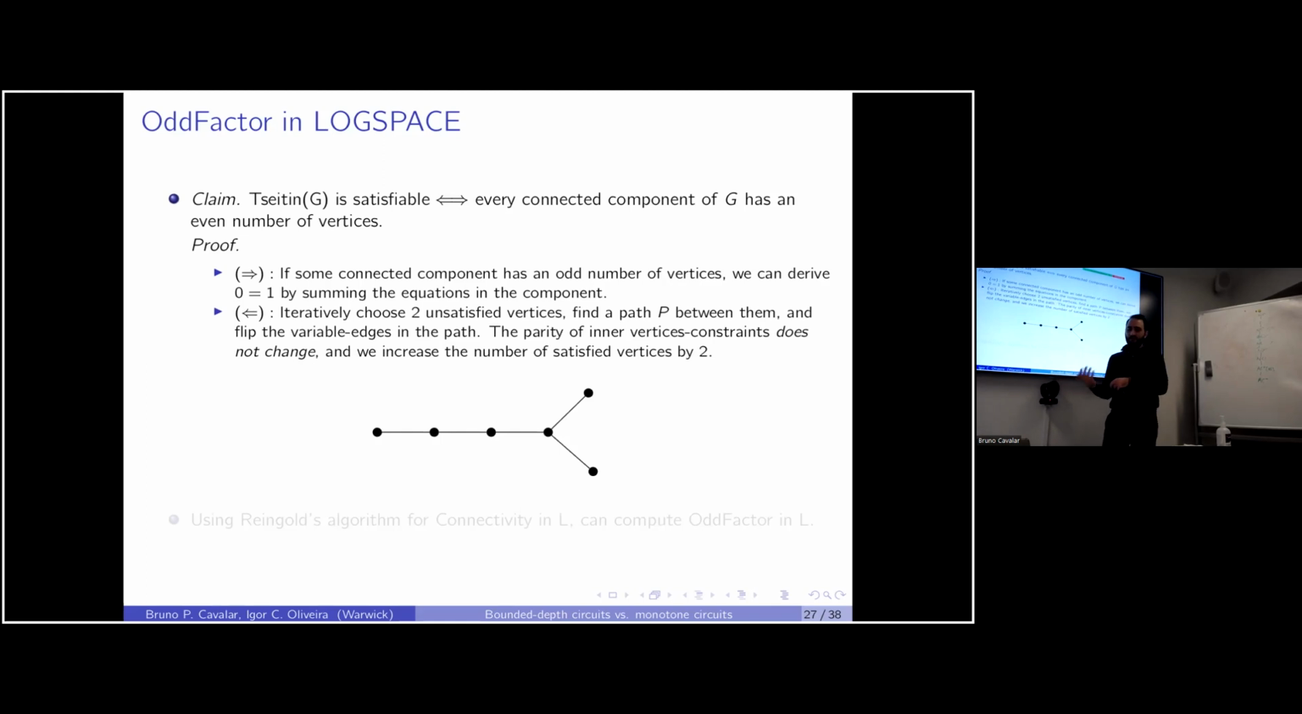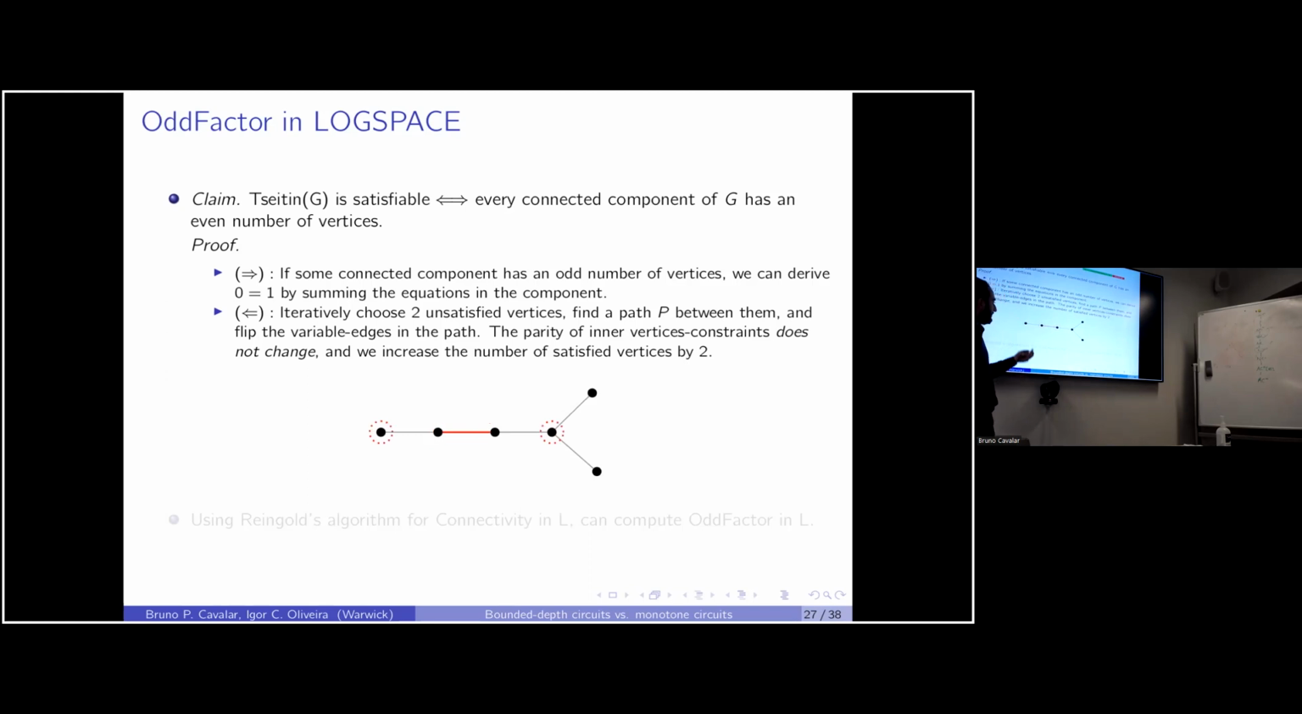Now let's suppose that every connected component of the graph has an even number of vertices. You begin by assigning value 0 to every variable, and then you iteratively choose 2 unsatisfied vertices, find a path between them, and flip the variable edges in the path. At the end, no edges are in your solution; they're all set to 0. Find 2 that are unsatisfied, let's say these 2, marked with red colors, and you find a path between them, and you flip the variable edges in the path.